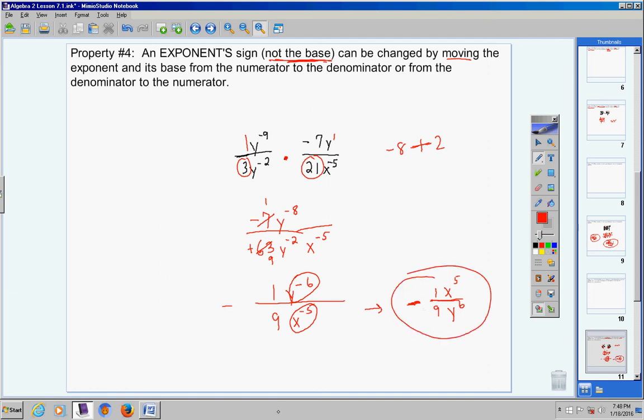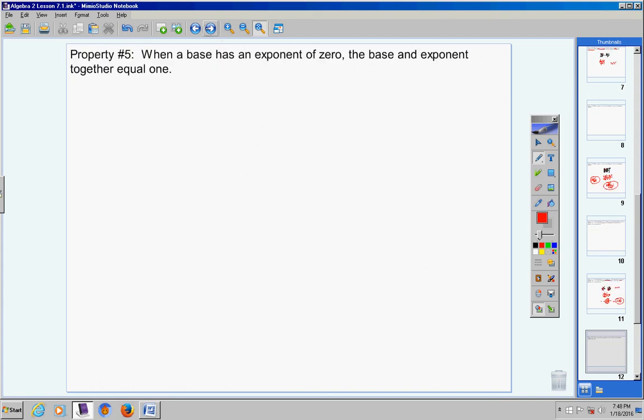Okay, guys. Alright. We actually saved the easiest for last. Here it is. Copy this down, please, in your notes. Property number 5. When a base has an exponent of 0, the base and the exponent together equal 1. When a base has an exponent of 0, the base and the exponent together equal just 1. Really simple. I'm going to move on. Pause the video if you need to.